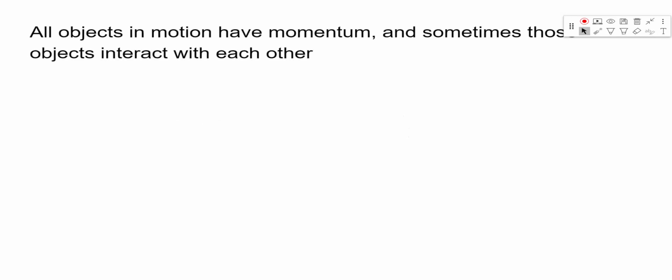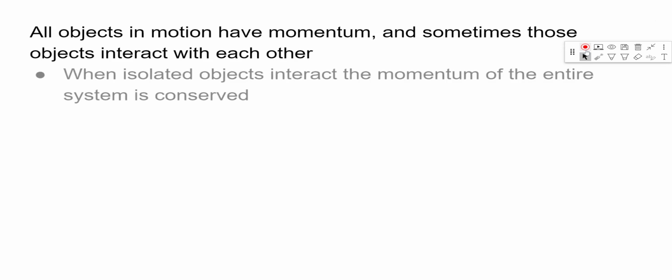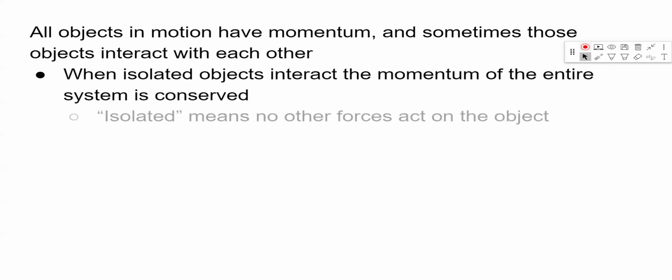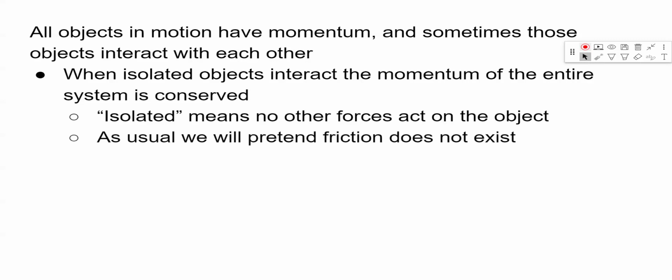All objects in motion have a property called momentum, and sometimes those objects interact with each other. When isolated objects interact, then the momentum of that entire system is conserved. Isolated is just describing what us physicists like, which is where we're pretending that no other forces are acting on this object, which includes things like friction and air resistance. Okay, so as usual, we are going to pretend friction is not a thing here when we are learning about this concept. Okay?